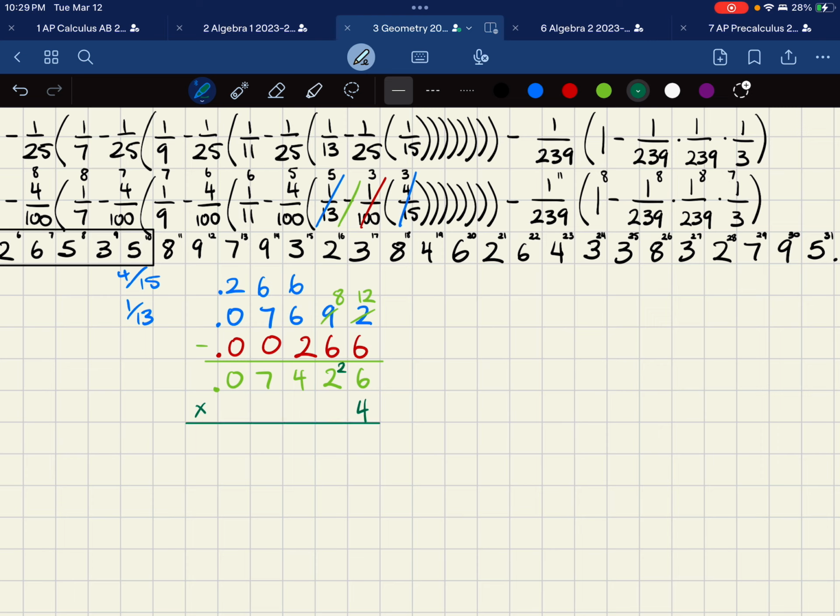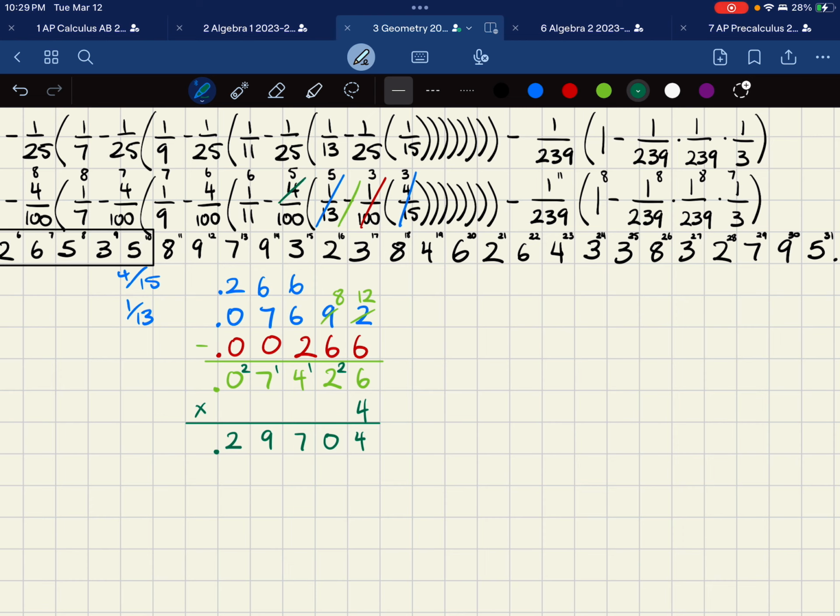6 times 4 is 24. 2 times 4 is 8, 9, 10. 4 times 4 is 16. It's going to be 17. 4 times 7 is 28, 29. And 4 times 0 is 0 plus 2. We get 0.29704. And now we've done this step.